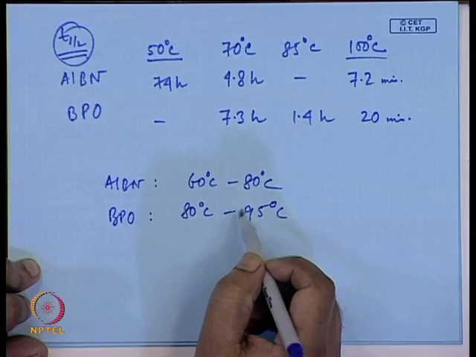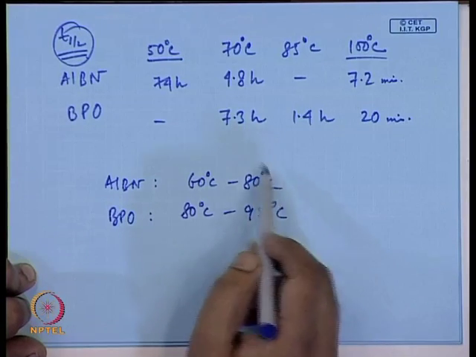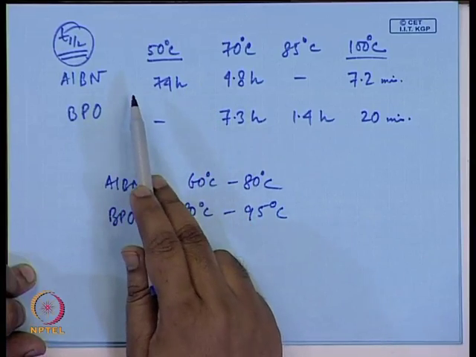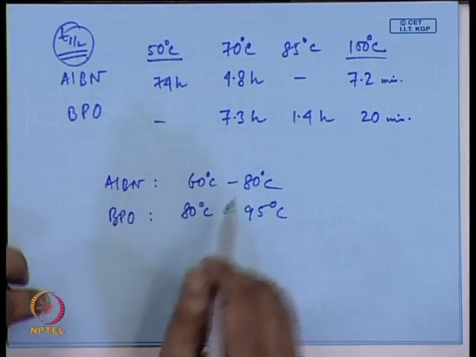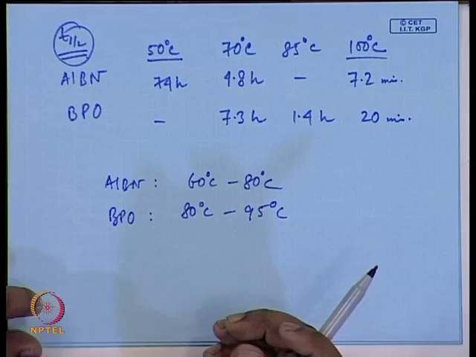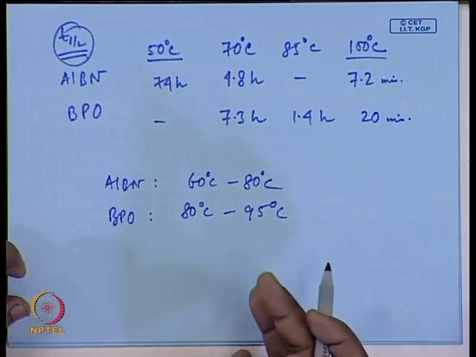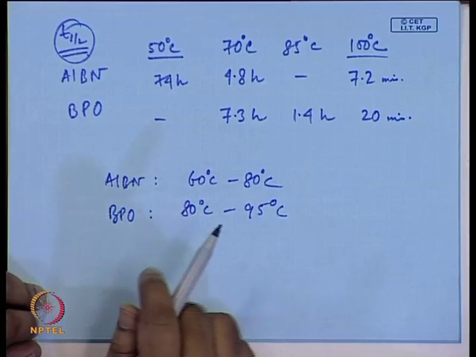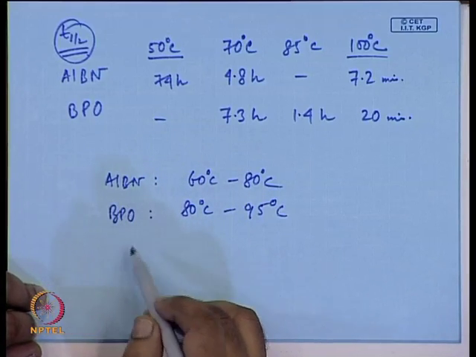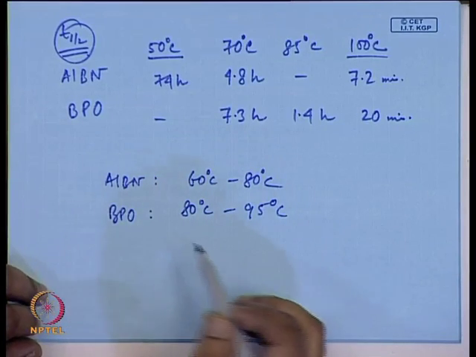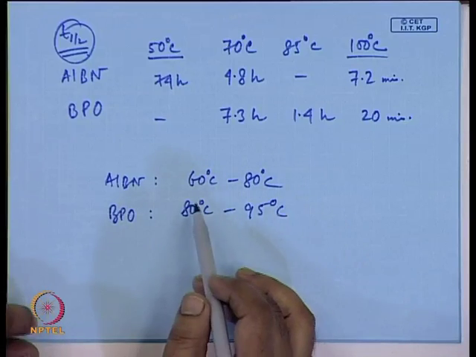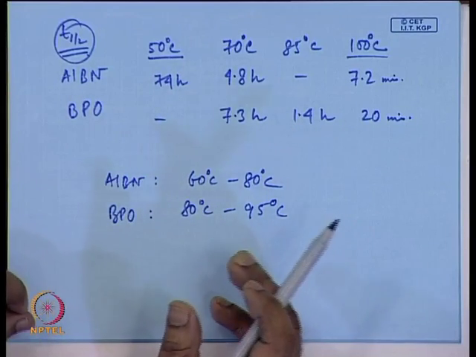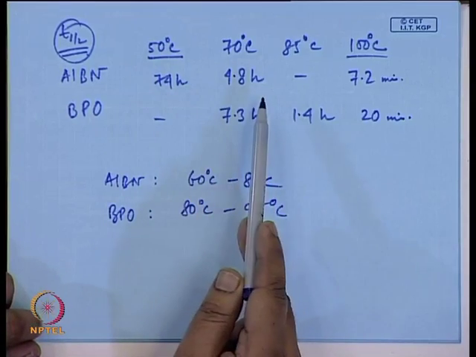And the temperature at which the t half value becomes 10 hours is typically the most used temperature. For that, AIBN is about 60 degree centigrade and BPO is about 65 degree centigrade, but it all depends upon how fast you want to carry out a reaction. You have to choose your temperature accordingly.